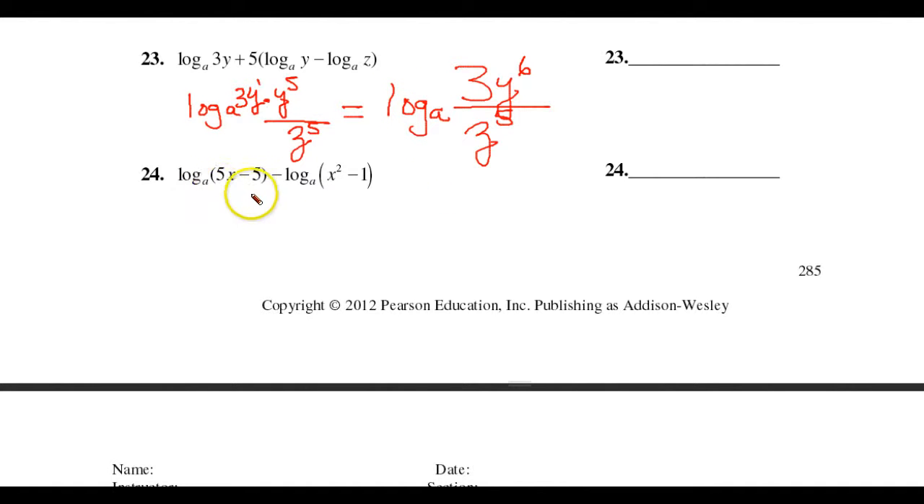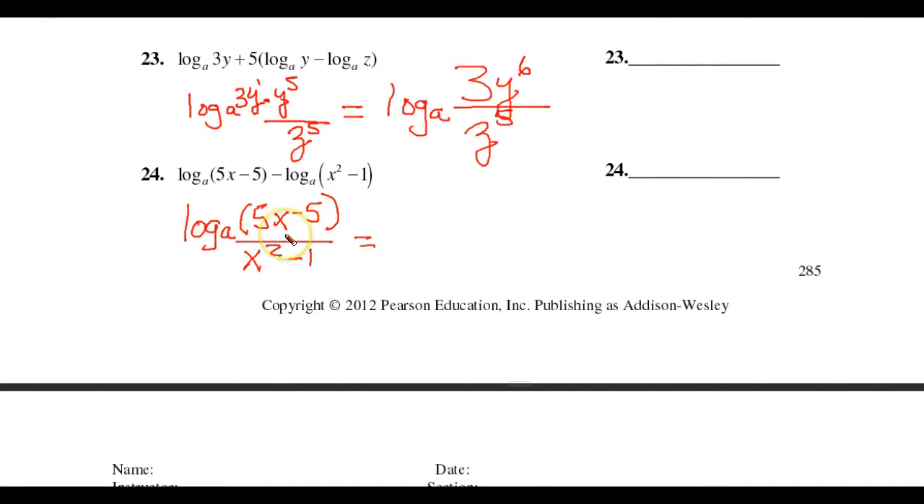All right, number 24, what do we have here? So this is going to be log A, and it's of this, 5x minus 5, all over x squared minus 1.